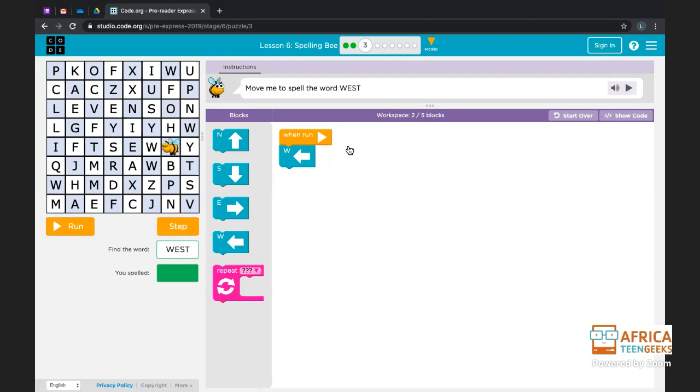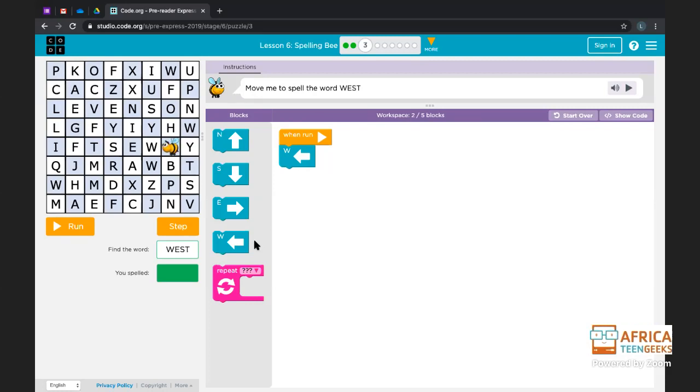Now we must spell the word west. Let's see where west is. There's a W, an E, an S, and a T. So west, if we want to go west, we must move to the left-hand side. Let's ask Ria. Ria, will you help us with the code this morning? Yes, teacher. Okay, what do you think we need to do?